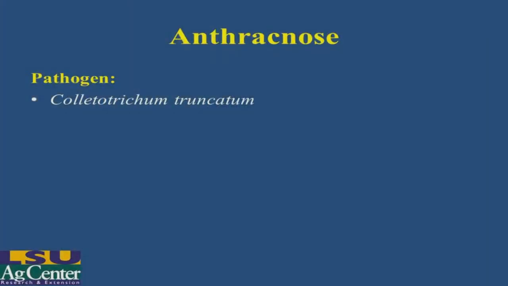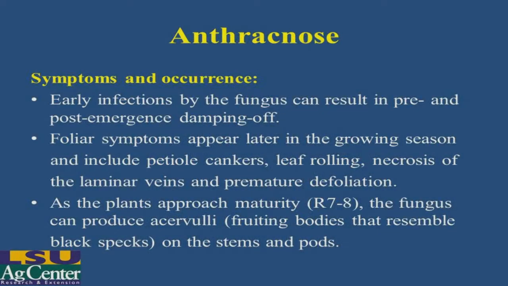Moving to our late season diseases, anthracnose first. This is caused by the fungal pathogen Colletotrichum truncatum. This is a disease that we find evidence of much later in plant development, although the infection can occur even in the seed and seedling stage. Early infections can result in pre or post-emergence damping off, much like we saw with the Pythium, Phytophthora, Fusarium, and Rhizoctonia in our seedling blight phase.